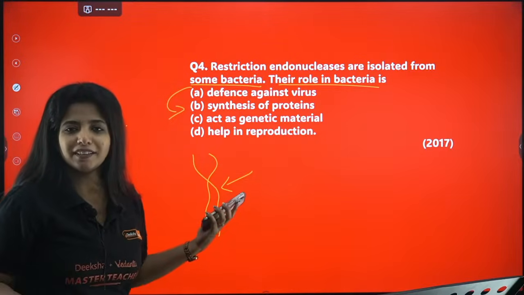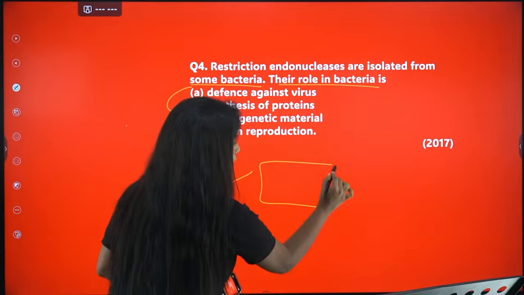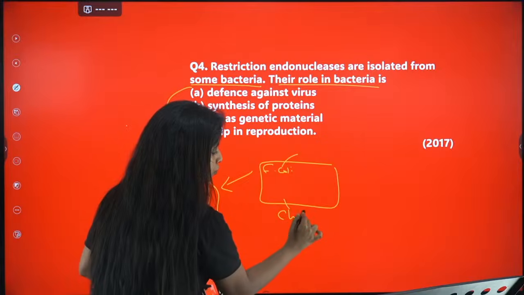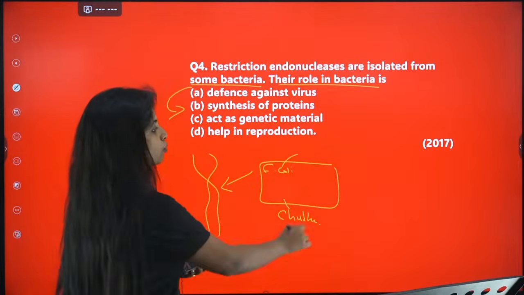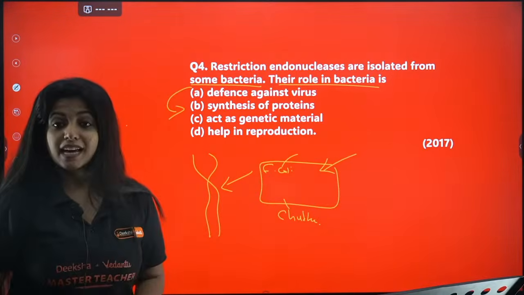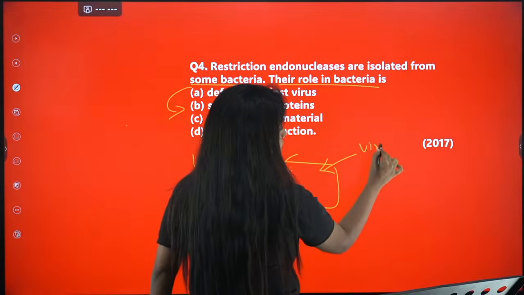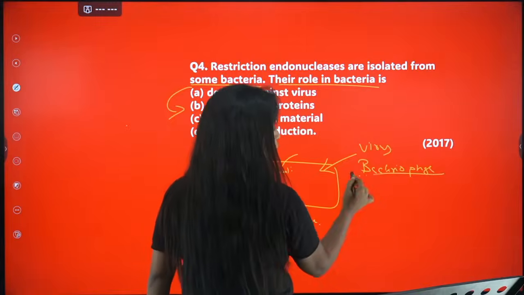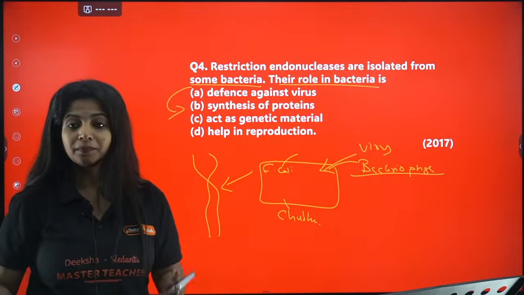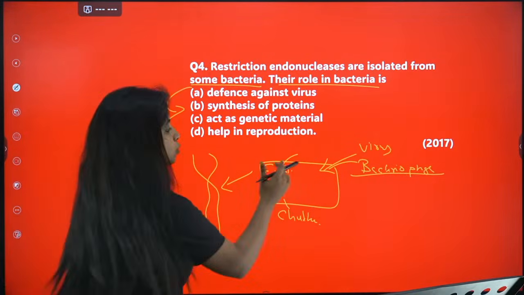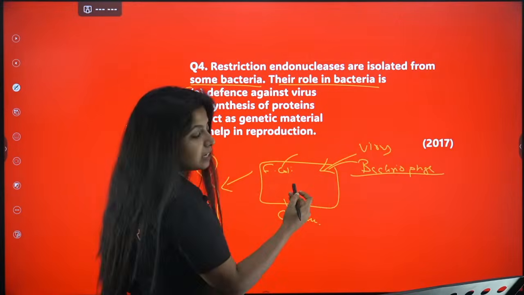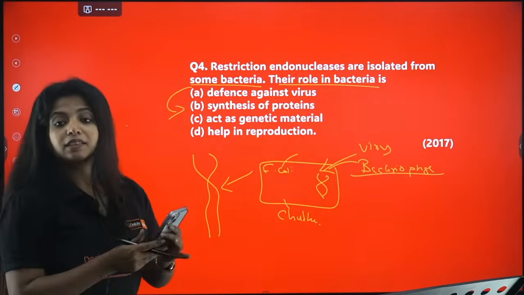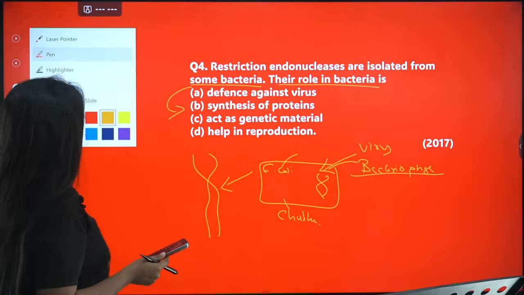Why do you think they have it? Suppose there is E. coli, a bacteria. I will call it chutku. Now this chutku is being infected by a virus, that is a bacteriophage. Once it infects, my dear children, what does it do? It passes down the genetic material inside the E. coli.